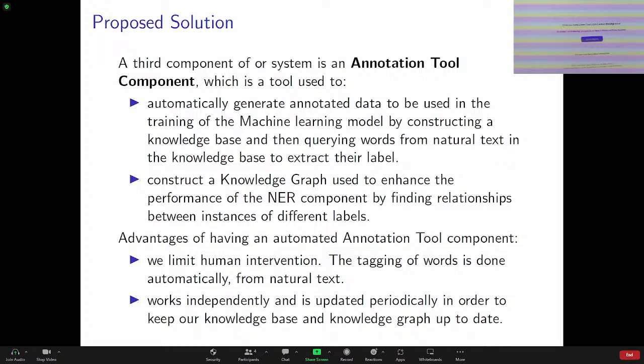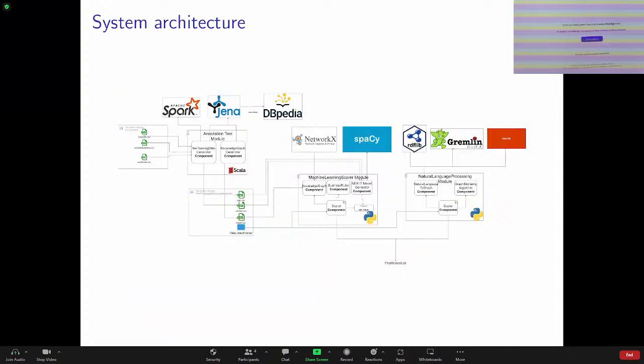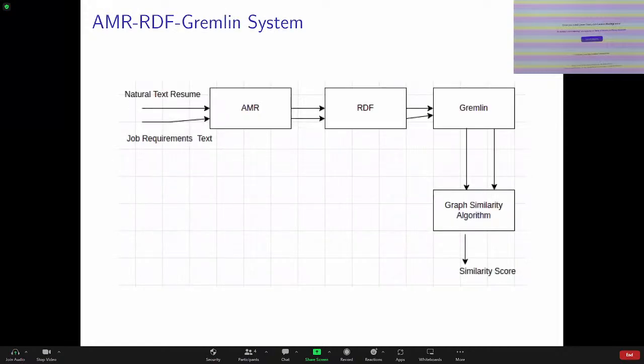Now, the system architecture, as you can see here, we present the three modules. Here is the annotation tool module, the machine learning one, and the natural language processing or understanding module. We will try to explain the advantages of each module now, starting with the natural language understanding system.